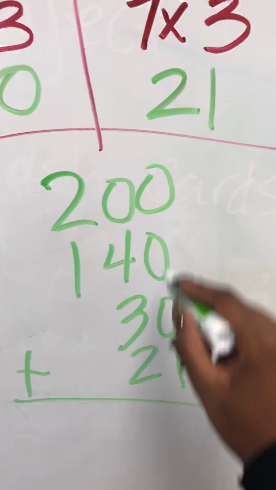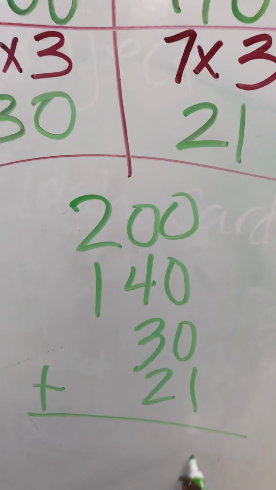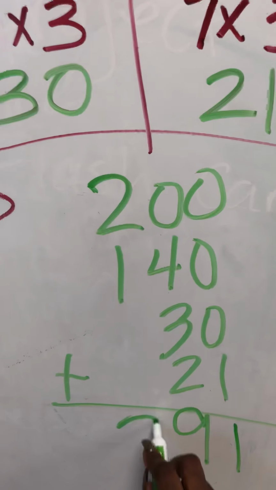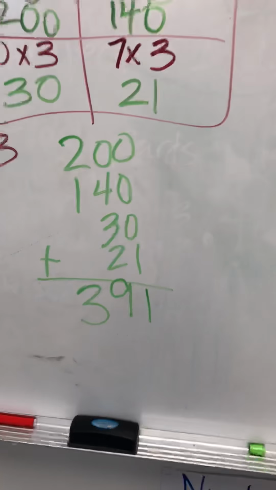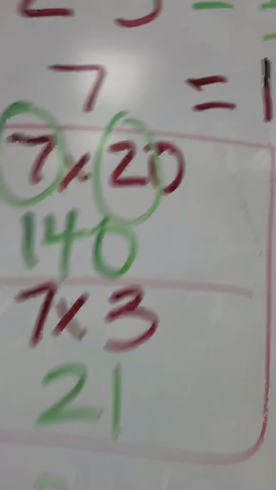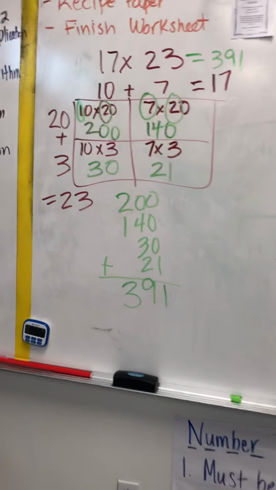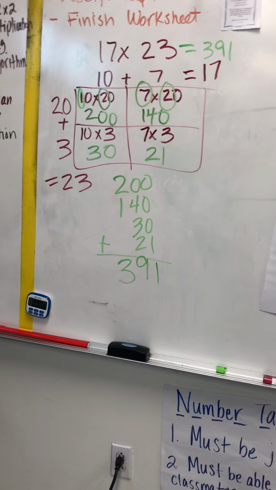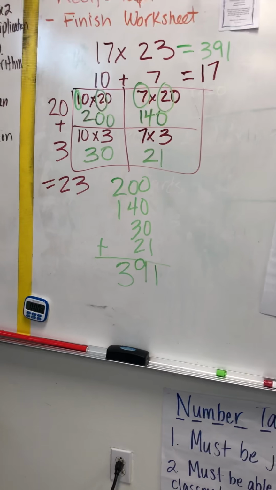I know I start at the lowest place value, so I have 1, and then I have a 9, and then I have 3. So I know that this 17 times 23 equals 391. Partial products is students are multiplying parts of the product or parts of the problem, and then they add them up to get the entire product.